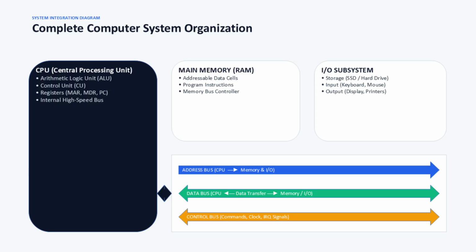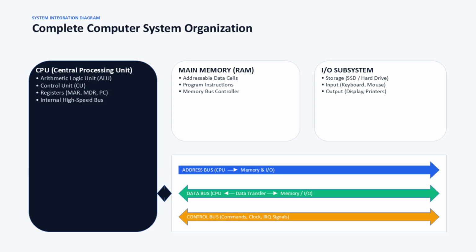These three sections constantly communicate with one another while your computer is running. Let's begin with the CPU. Inside the CPU, you can see several important components. The arithmetic logic unit, or ALU, performs calculations and logical operations such as addition, subtraction, multiplication, comparison, and decision making.